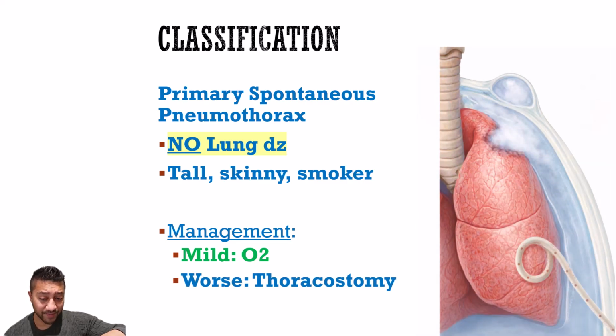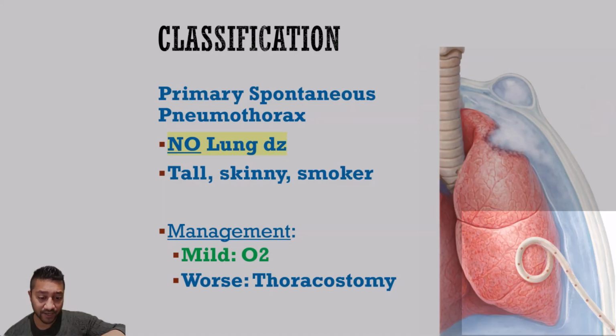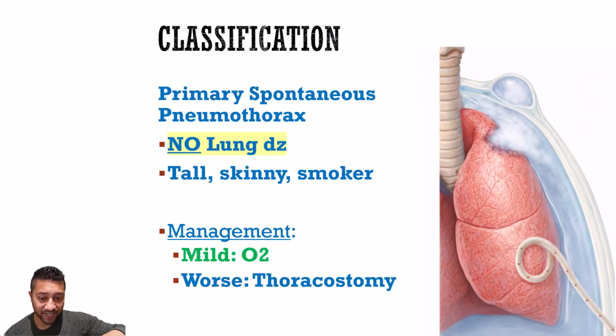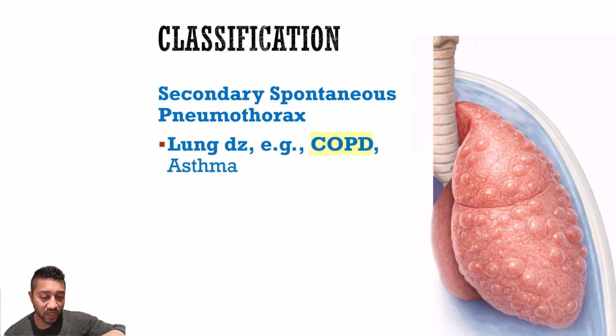In a thoracostomy, you essentially place a tube or a catheter into the pleural sac and suction out all that air. The next classification is secondary pneumothorax, where you have a patient that does have an underlying lung disease, the most common of which is going to be COPD.